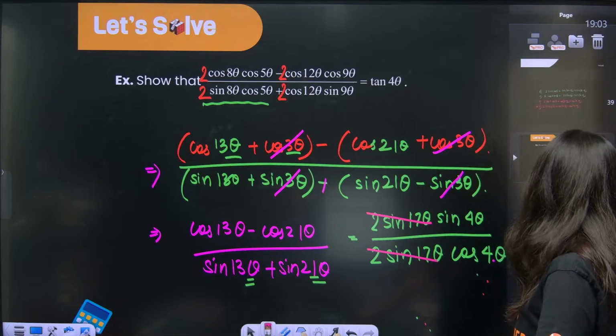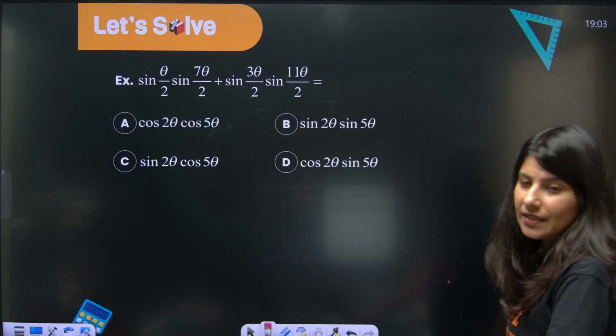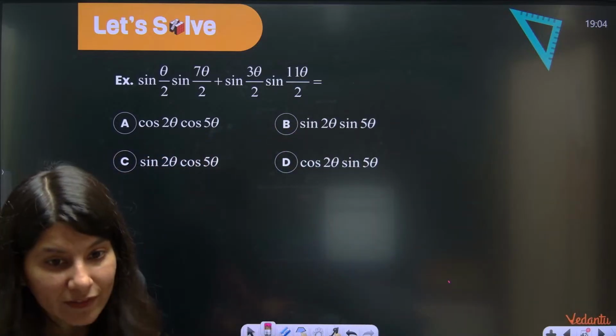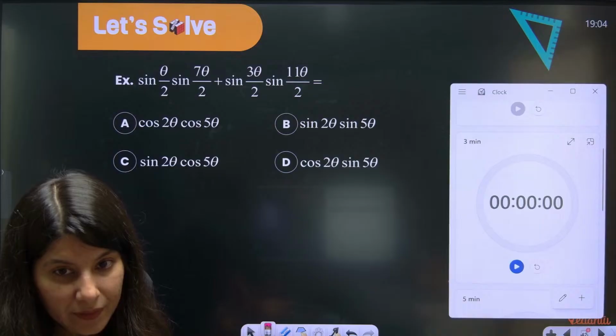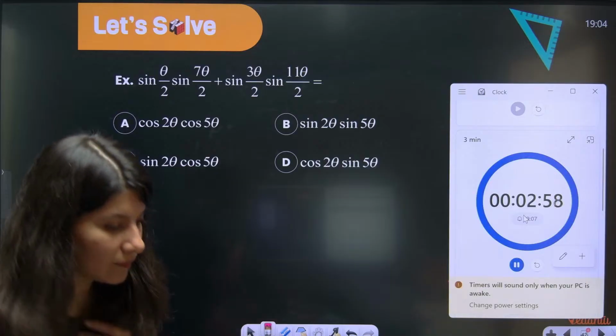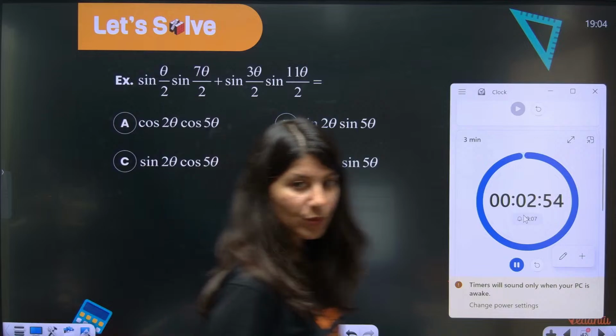Okay. Ready for the next question? Chalo, try doing this now. I will give you a timer and you will give me the answer. Three minutes you have to solve the question.